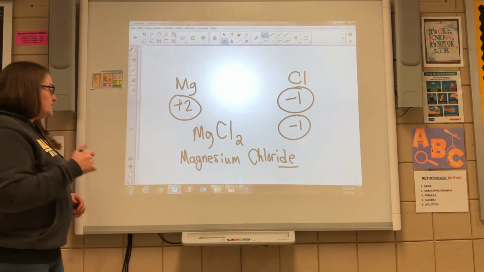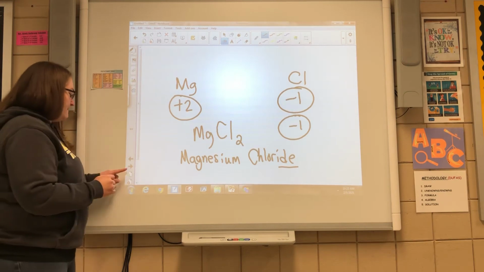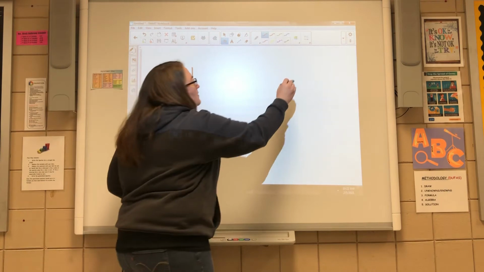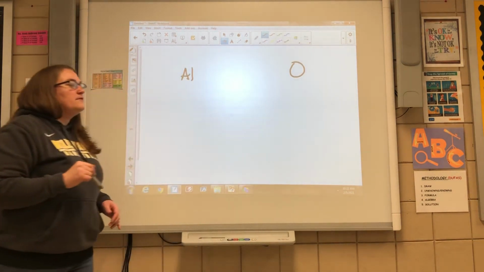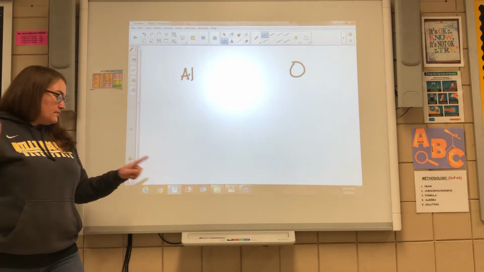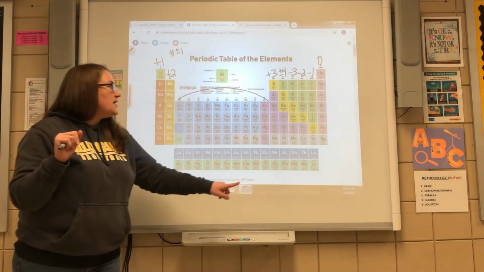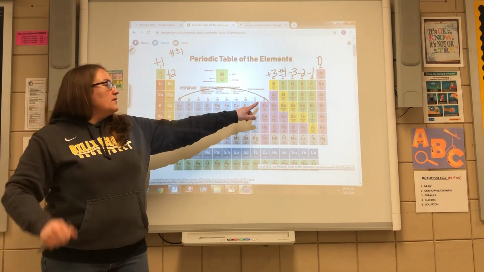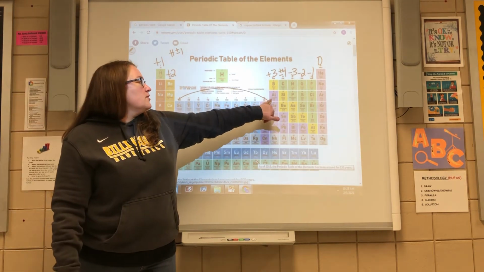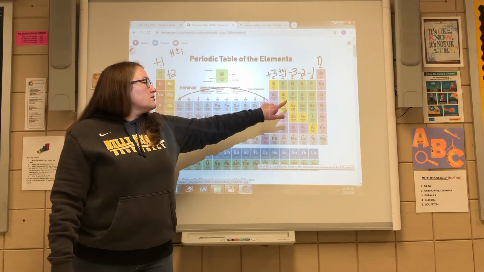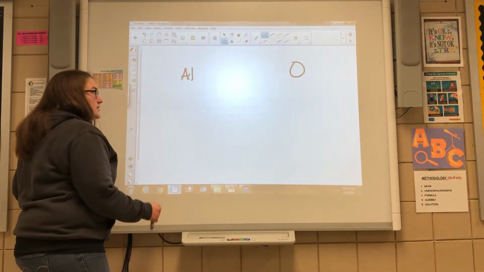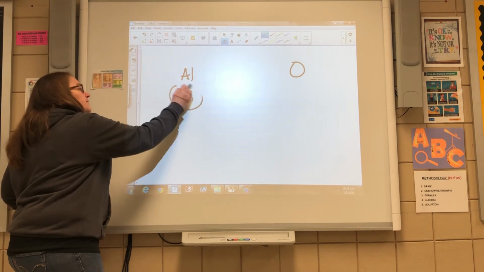So let's do another one. Let's say that I have aluminum for my cation and oxygen for my anion. What's the first thing I need to do? Go to the periodic table. Look at their valence electrons. I'm going to look at the oxidation number, which I get from the valence electrons. What's aluminum's oxidation? +3. And oxygen's oxidation? -2. All right, so aluminum is +3.